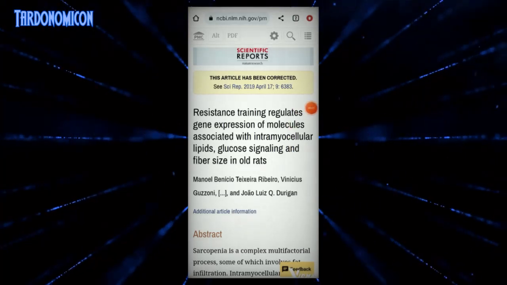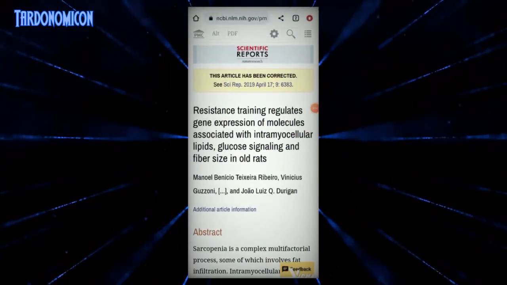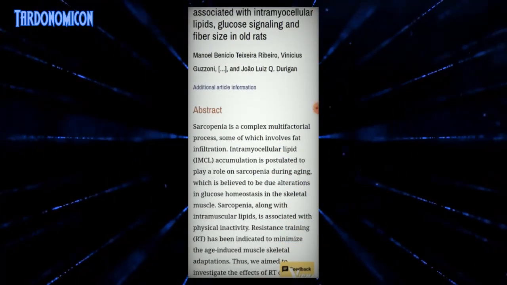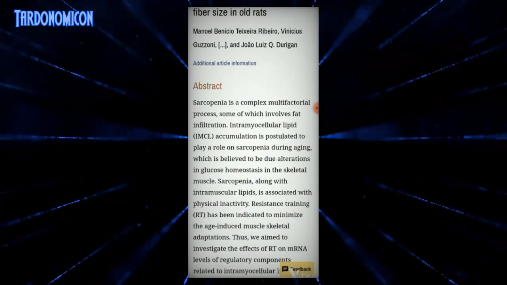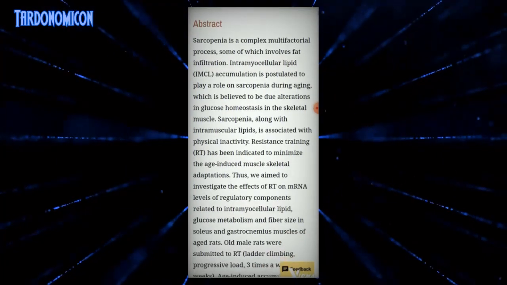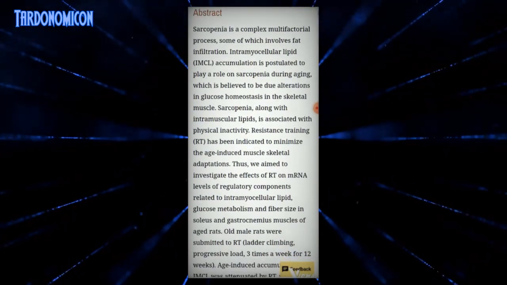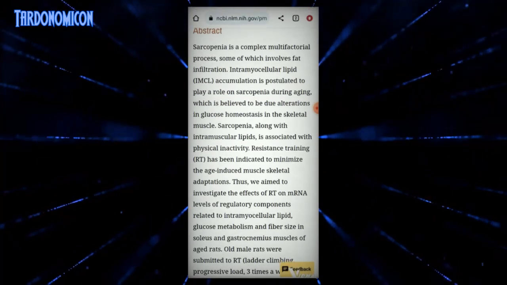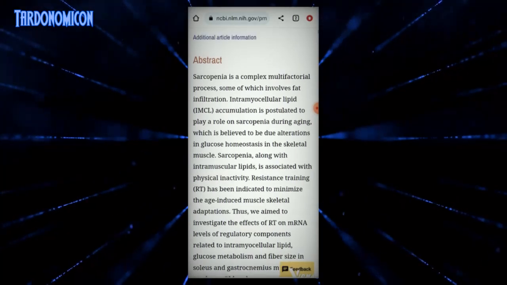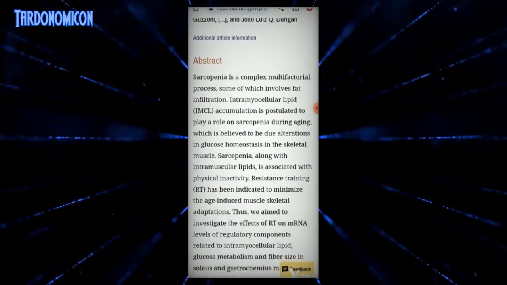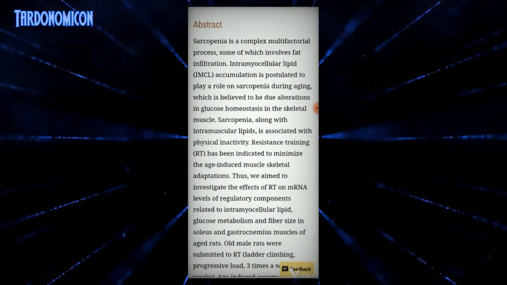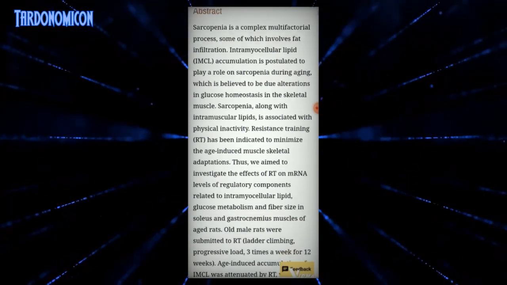I said I wanted to get into different types of exercise and how they affect gene expression. Okay, so sarcopenia, which is age-related muscle wasting, is a multifactorial process, some of which involves fat infiltration, intramyocellular lipid, meaning when you're dealing with meat, you'll see the marbleization, the fat in the meat. That is what's known as intramyocellular lipid accumulation, meaning it's fat in the muscle when you see the marbleization in meat.